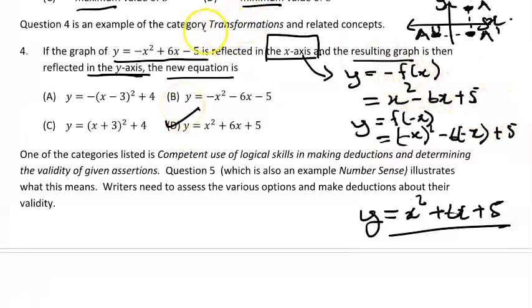Just remember your rules for transformations. Transformations can be a reflection, a translation, or a rotation. Generally we're looking at reflections and translations. So once again, this is the rule for reflection. Minus f of x is a reflection about the x-axis, and for the y-axis it will be y equals f of minus x.